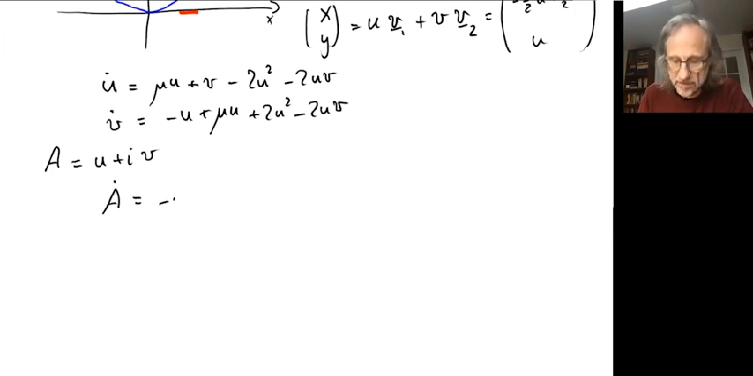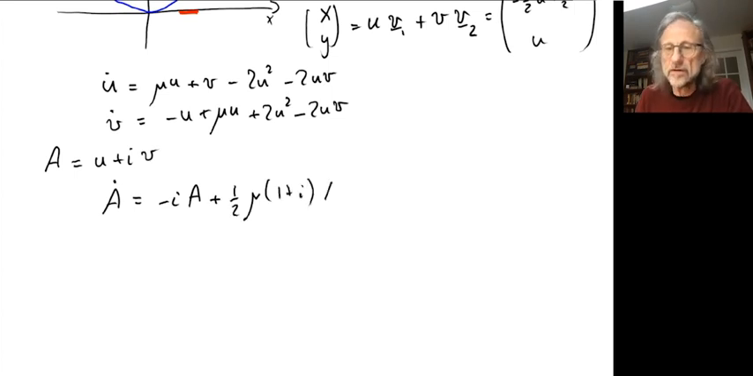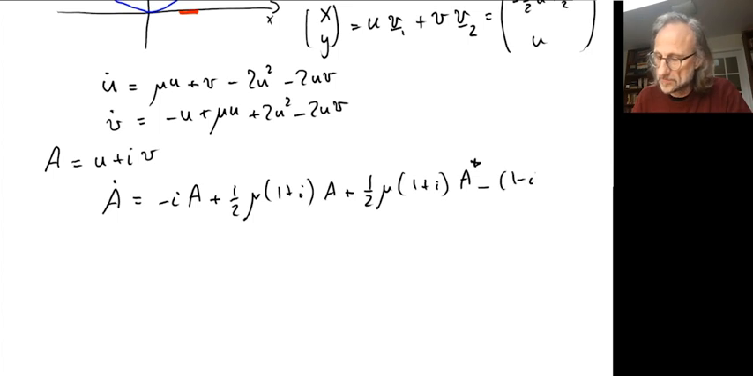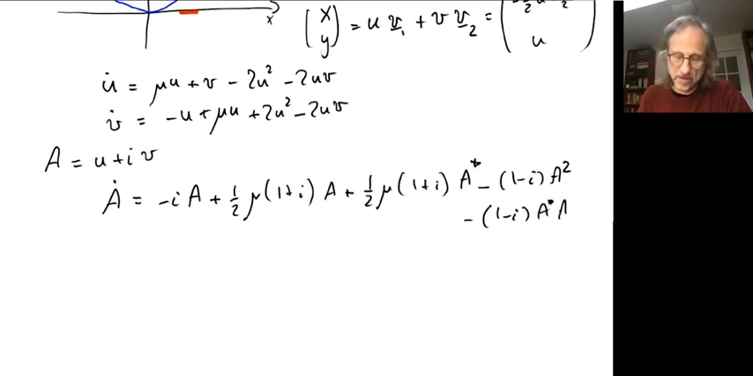Again, this is just algebra, so I'm not going to go through it. I just want to write it down so we see what kind of thing we have in front of us. So it's just a whole bunch of terms. I just want to make a few remarks about these terms. And there's still minus 1 minus i A star A. So that's a pretty messy equation. But what do we see? Well, it's an equation for A and A star, because U and V are given in terms of A and A star.